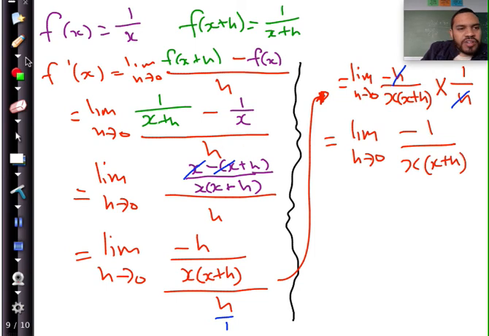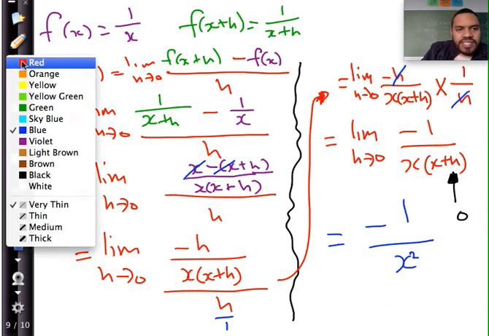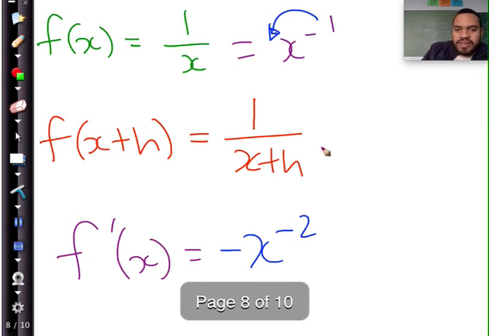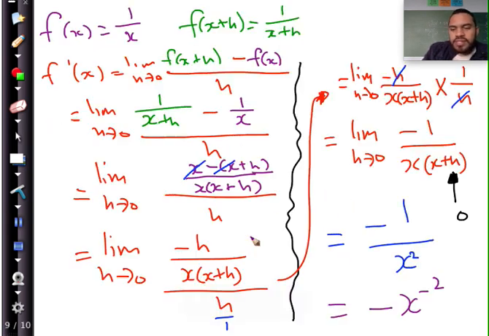At this point, you go and evaluate the limit. So you simply insert what you're going to put in for h? 0. Okay? And then when you do this, you get a result of negative 1 over x times x, which is negative 1 over x squared. And as you know, that's the same as saying negative x to the power of negative 2. Now you go back to what we found previously. Isn't that what we got there?